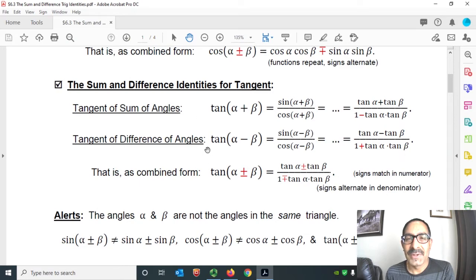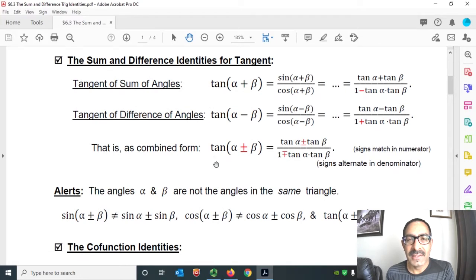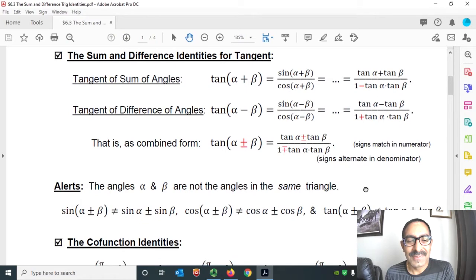We can combine these two identities together in the third line here. Tan of alpha plus minus beta turns out to be tan alpha plus minus tan beta all over 1 minus plus tan alpha times tan beta. Here the signs match in the numerator: if you have plus here, plus there; if you have minus here, minus there. But the signs alternate in the denominator. I hope it makes sense to you all. Now let's move on.